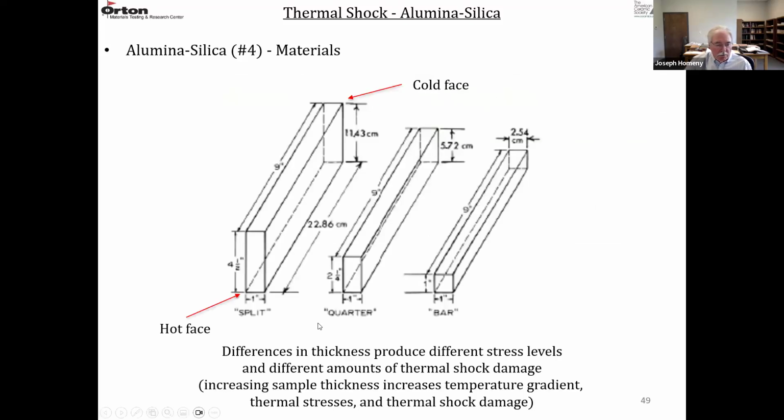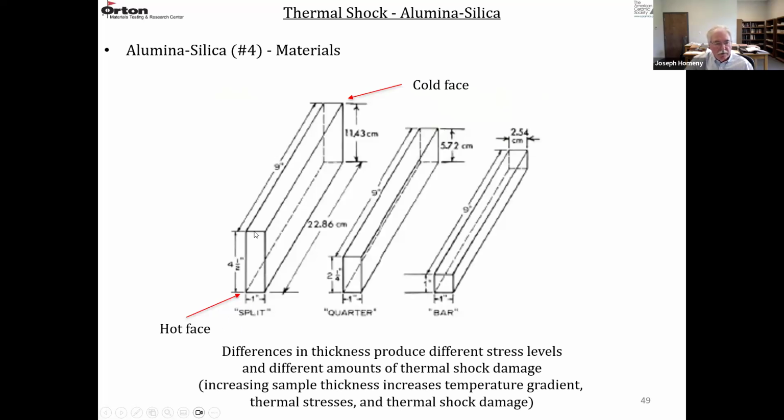The ribbon thermal shock test is utilizing 3 different sample configurations. So this is a split, a quarter, and a bar. They're all 1 inch wide. This is 4.5 inches tall. This is 2 1/4. This is 1 inch. So they shock one face of each one of these samples. That would be the hot face, and the other face is the cold face that's not shocked.